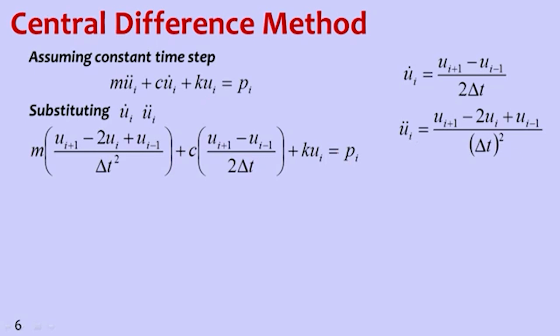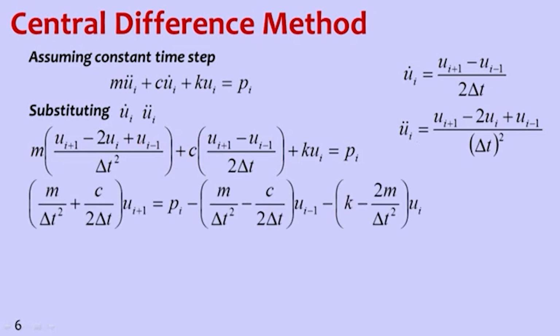Now in this one, how many different displacement values are there. So u i plus 1 is one displacement, u i is another displacement, u i minus 1 is another displacement. So we have 3 displacements in this one. So if we simplify that in terms of the displacements, what we get is, you can see u i plus 1 is here and u i plus 1 is here.